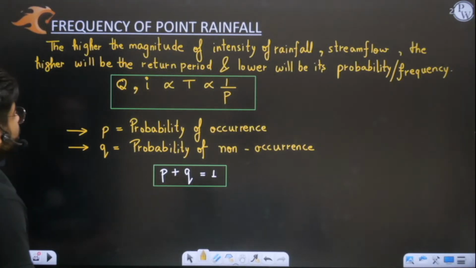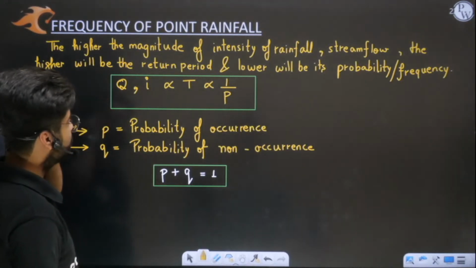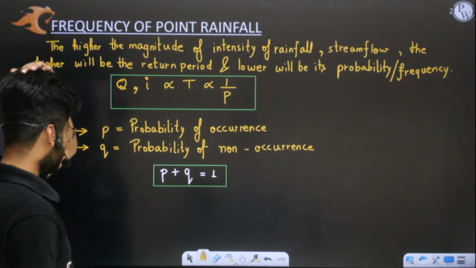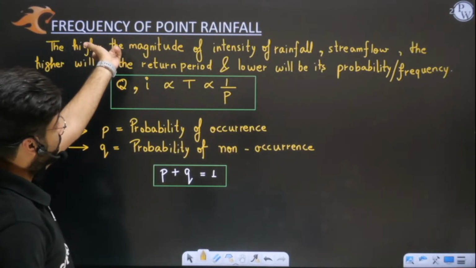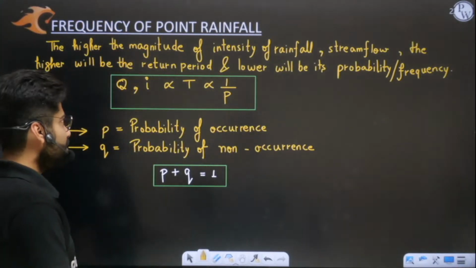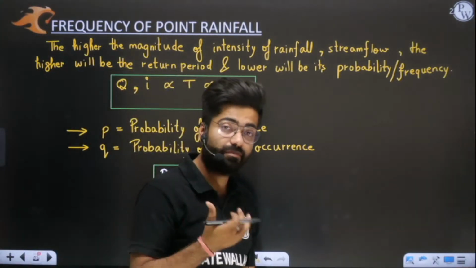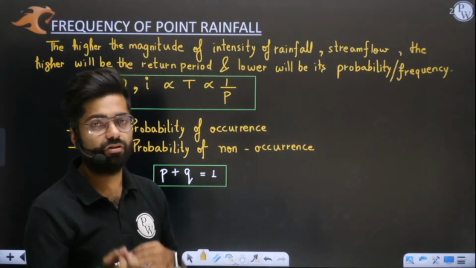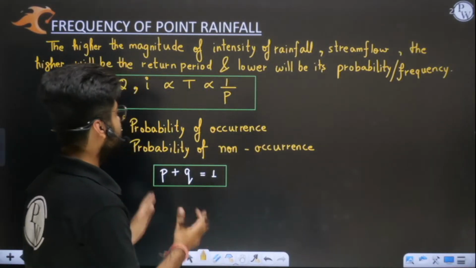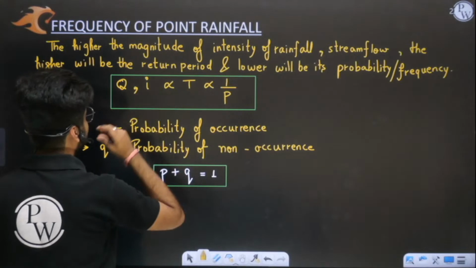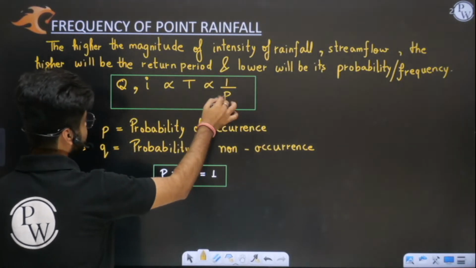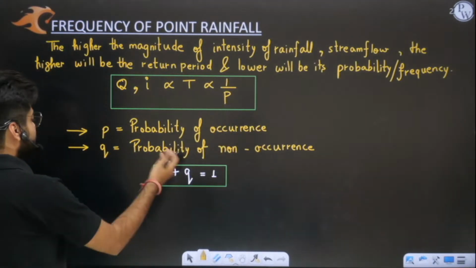Then frequency of point rainfall thing was there, in which you told us what is point rainfall, what is frequency, and that the more severe the event, or the higher the magnitude of the event, be it rainfall or flood event, the return period will be higher and its probability of occurrence will be lower, frequency will be less, and p plus q was equal to 1.